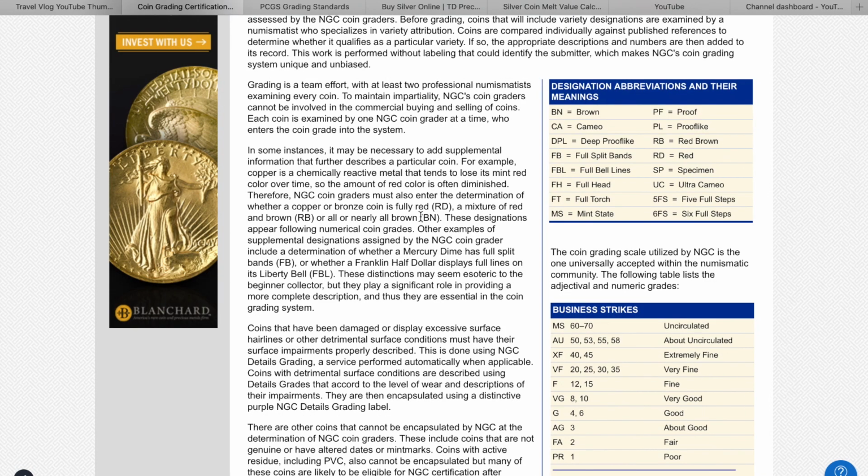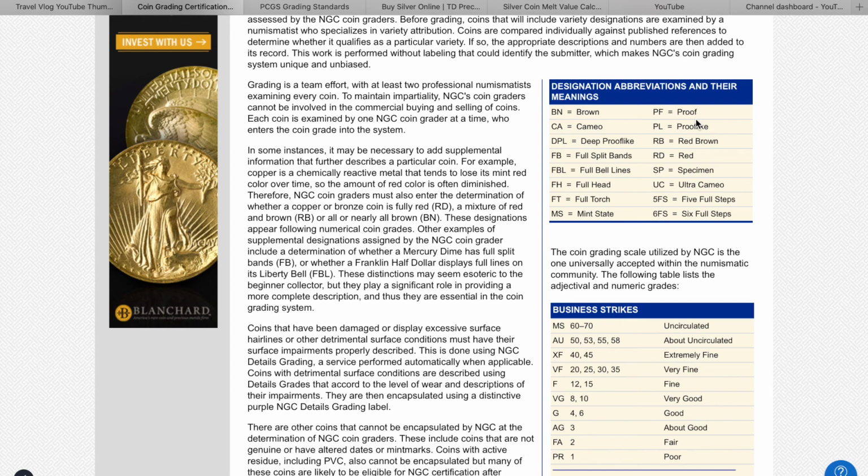BN is brown, but looking at the article there, it says it's for copper or bronze. That's one of the things they have there as far as the red and brown thing. Camo I've seen, deep proof like, FB, full split band. I've seen full bands before. I know that's referring to a Mercury dime. PF, that's one that I think a lot of people have seen. Obviously that's the proof. UC, Ultra Cameo, I've seen that one before too.